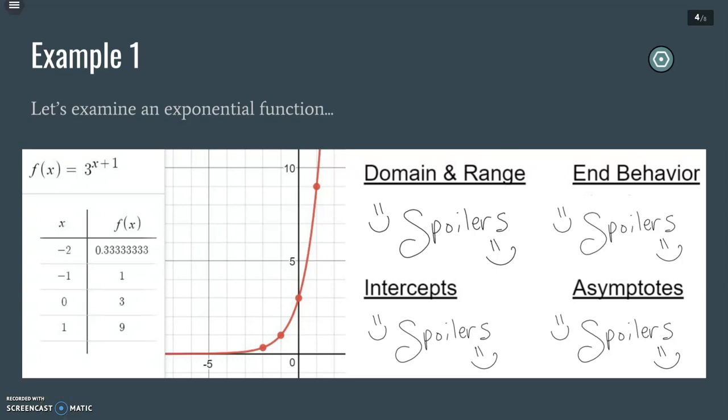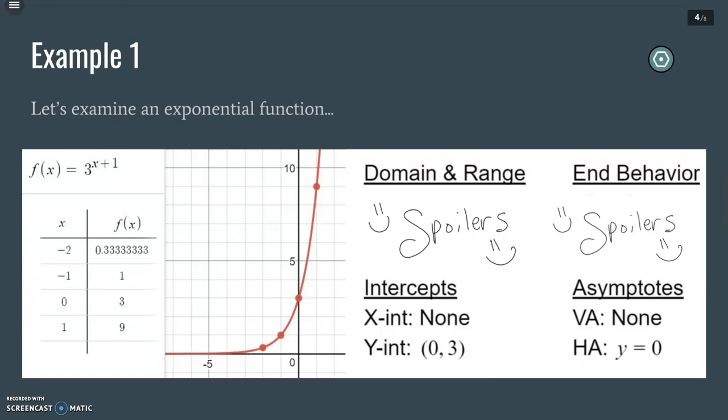So what did you come up with? What intercepts did you see? Asymptotes. Well, I do see that it does cross the y-axis at 3, but it doesn't really look like it crosses the x-axis. It kind of looks like it's sitting there. In fact, there is no x-intercept because that's where a horizontal asymptote is currently living.